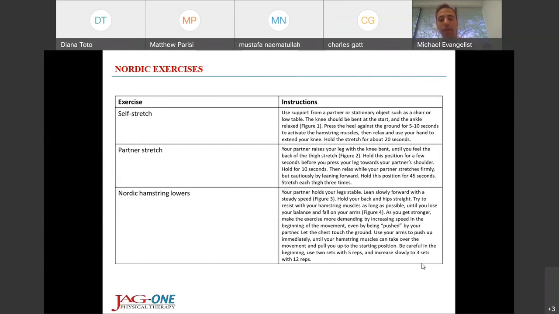Okay, be careful in the beginning. Progress this one slowly. You're going to use 2 sets with 5 repetitions, and then you increase slowly to 3 sets with 12 repetitions.